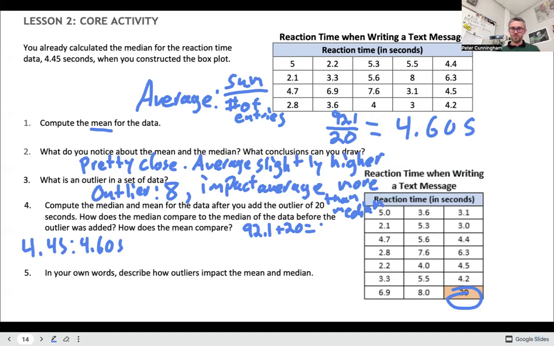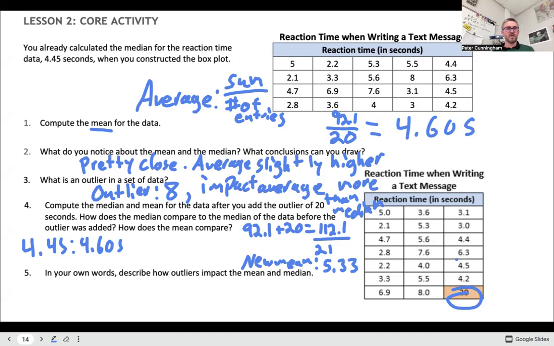Now we have 112.1, and now we have 21 pieces of data. So our new mean, our new average, when we put that outlier in there, is 5.33. And that's quite a bit, right? So it's gotten pulled pretty high, whereas the median is not going to be impacted as much.